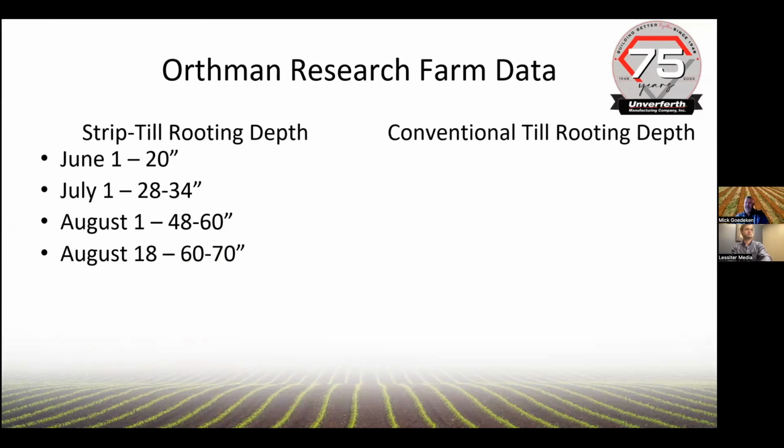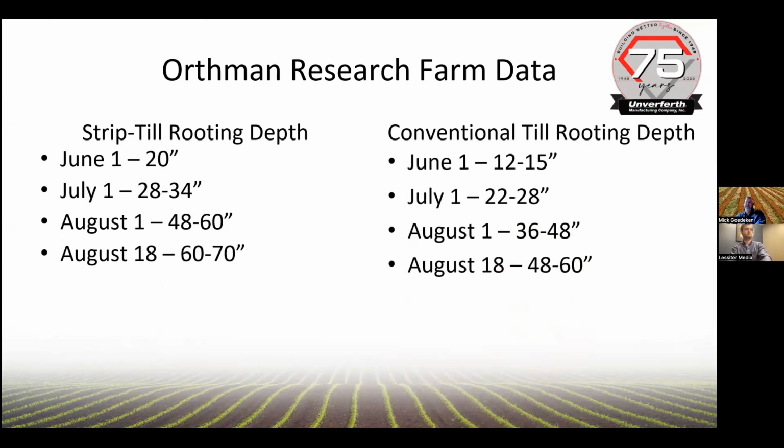Okay, so how's that compared to conventional till? Only 15 inches, 5 inches deeper in the strip till on June 1st, 28 inches on July 1st compared to 34, 48 inches on August 1st versus the 60. Here's the one that I like to think about, August 18th. The strip till roots were 10 inches deeper than the conventional till. That's an extreme amount of surface area out there to capture resources.